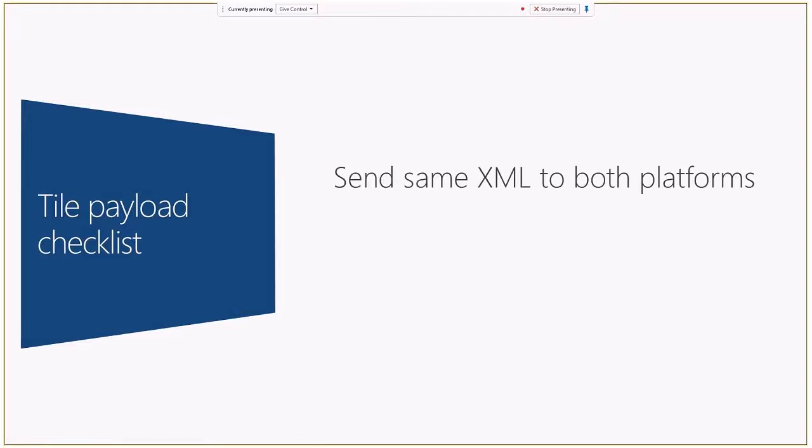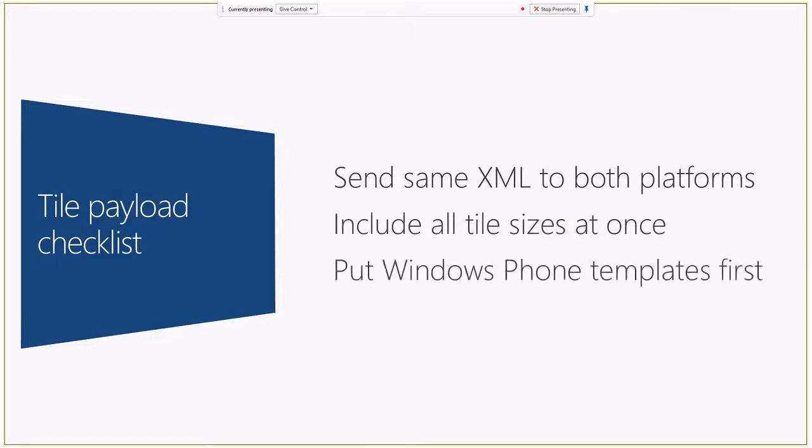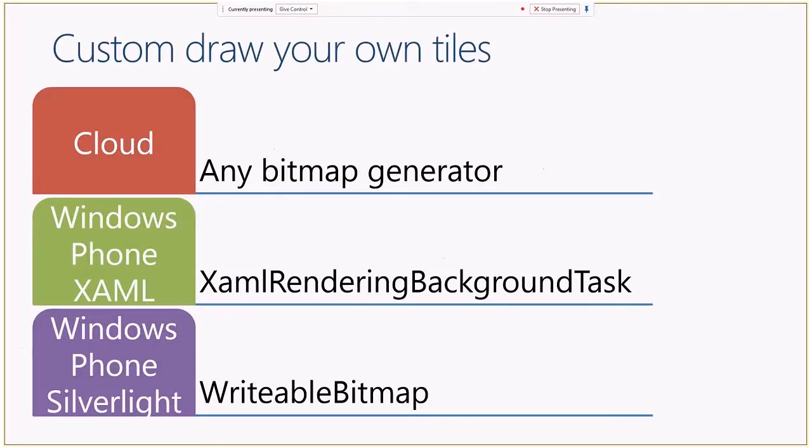So for the tile payload checklist, you can send the same XML to both platforms. It should include all sizes at once, and put the Windows Phone template first, because the way it works is the first template that matches is used. So to get back to custom tiles, you can custom draw your own tiles. That's how you achieve customization. You can generate that from the cloud by using any bitmap generator, and then send a push notification with the URL of the image. On Windows, for the XAML app, you can use a XAML rendering background task. We'll demo that, and for Windows Phone, you can use the WriteableBitmap class.